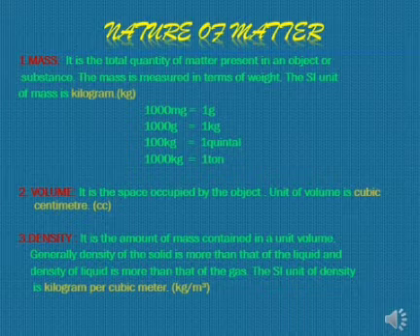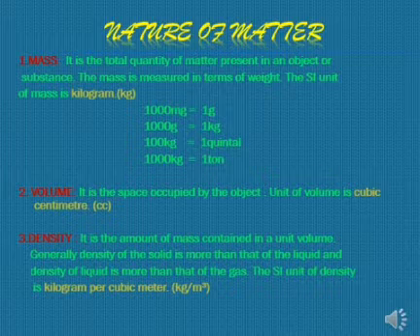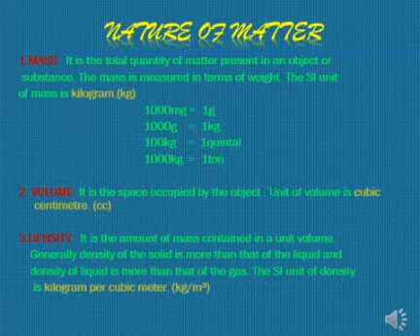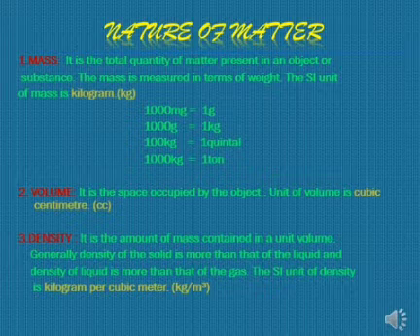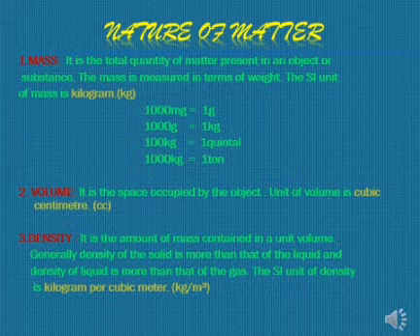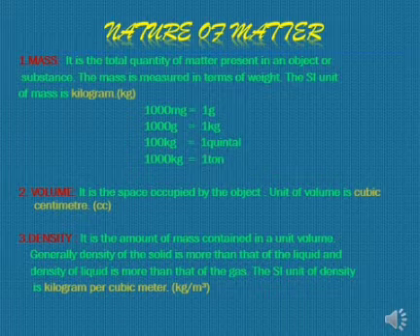Now look at the table. 1000 milligram equal to 1 gram. 1000 grams equal to 1 kg or kilogram. 1000 kilograms equal to 1 quintal. And 1000 kilograms equal to 1 ton. These are the measurements of mass.